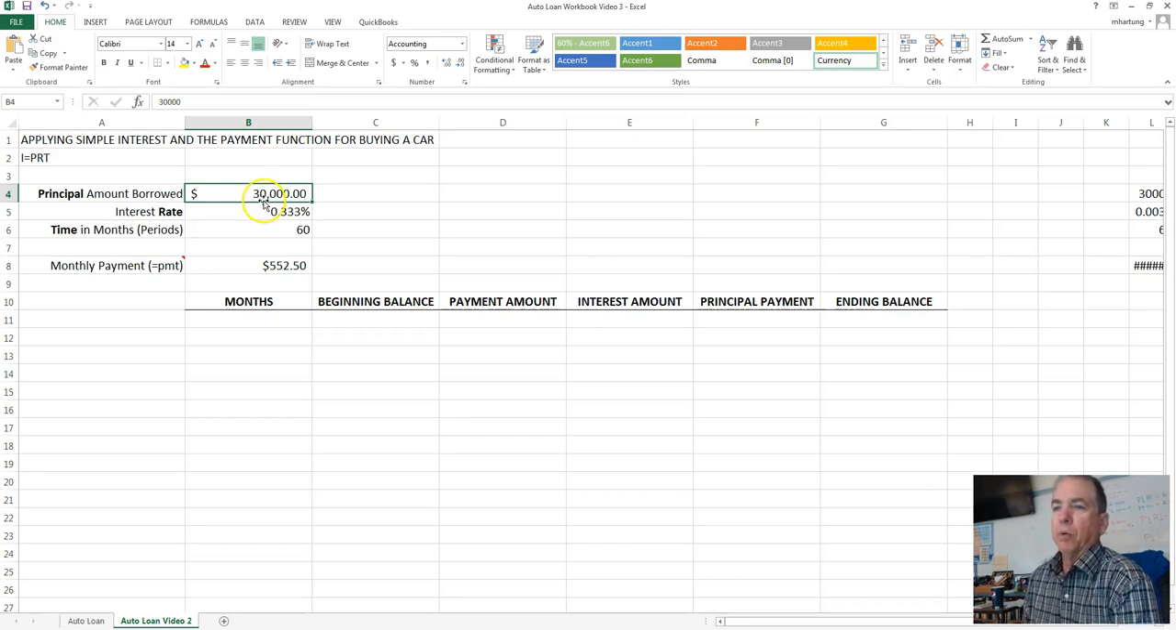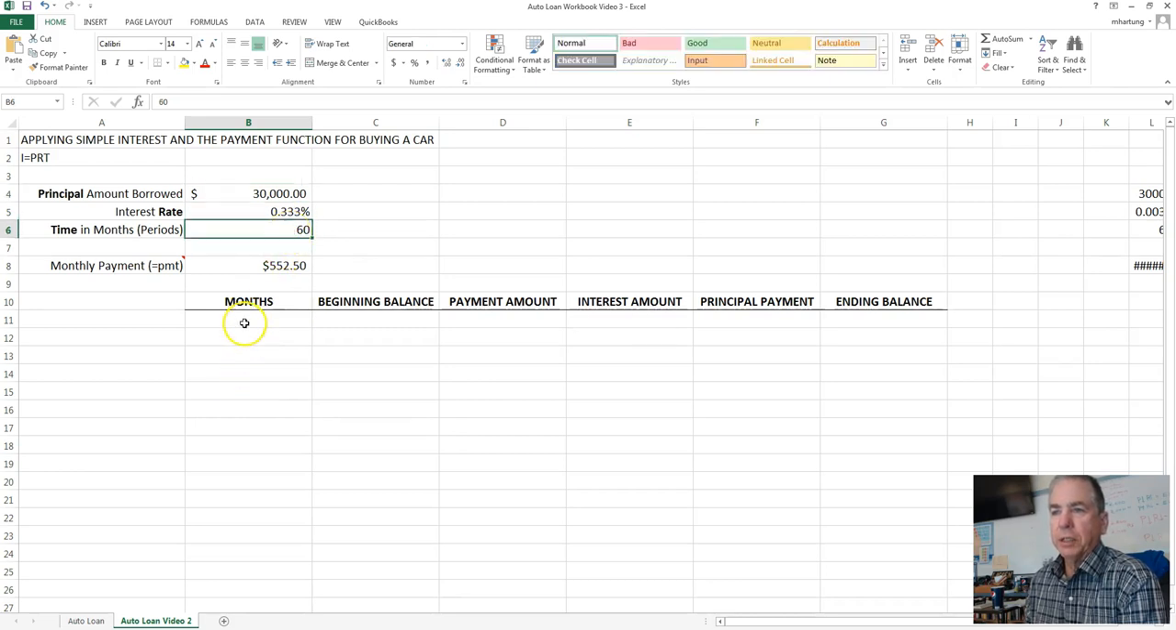Well, let's see how that might work out. And we'll build this schedule for all 60 payments. And you will see that utilizing Excel can be real powerful in that we can use some copy and fill techniques to save a lot of time and build a very elaborate table. And then later on we'll actually graph some of this information so we can see how principal and interest work together when borrowing money for things like cars and houses.